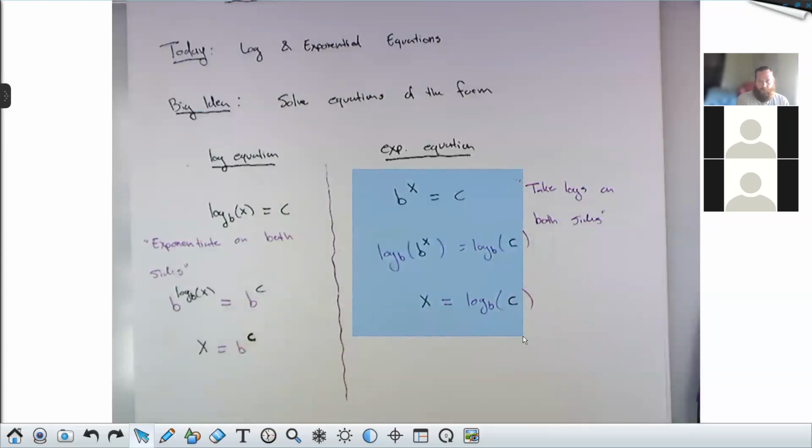I mentioned that when solving exponential equations by taking logs, I will often use the natural log rather than the base b log. Over here, when solving logarithmic equations by exponentiating, we always have to exponentiate using the base of the logarithm that's given. All right, that's a lot of talking. Let's look at some problems.